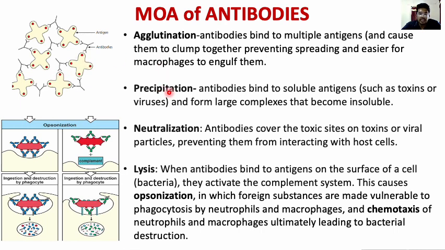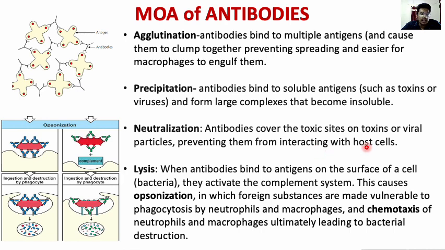Precipitation means the antibody will attach to a soluble antigen, for example a toxin or viruses, and they form large complexes that become insoluble. Neutralization is where the antibody will cover the toxic site on the toxin or viral particle, thus preventing it from interacting with the host cell.